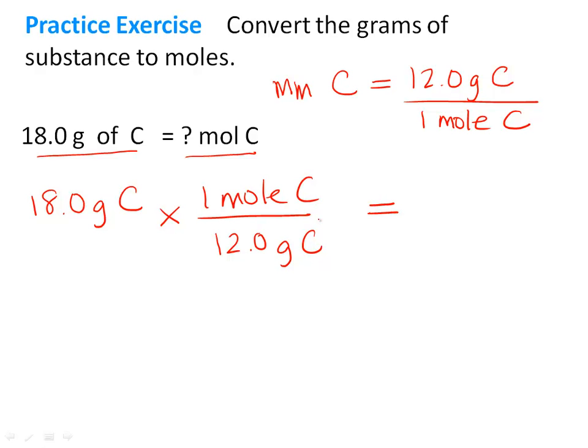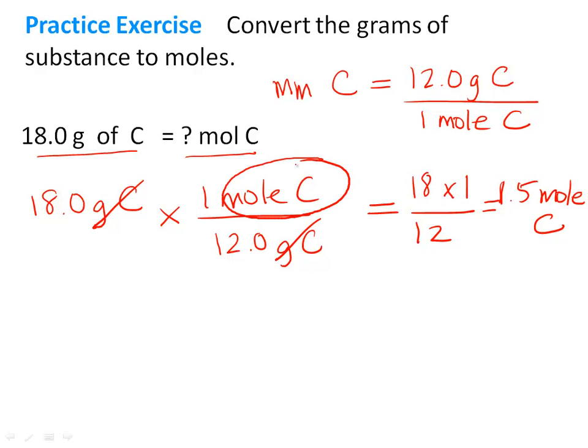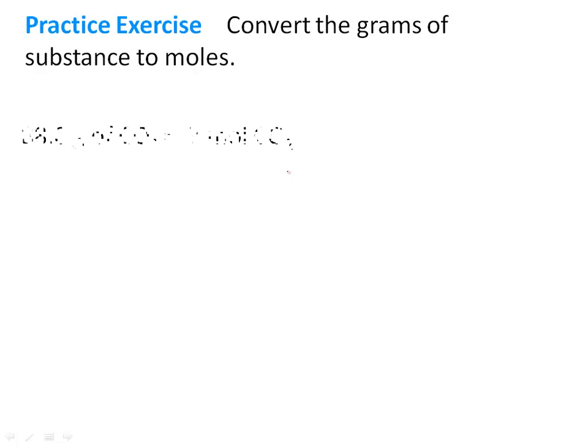And guess what that allows us to do? Cancel out our grams. We're left with the moles. Now we have 18 times 1 divided by 12. And that's going to give us 1.5 moles of carbon. Moles is the unit that we wanted. Very easy. The next problem.